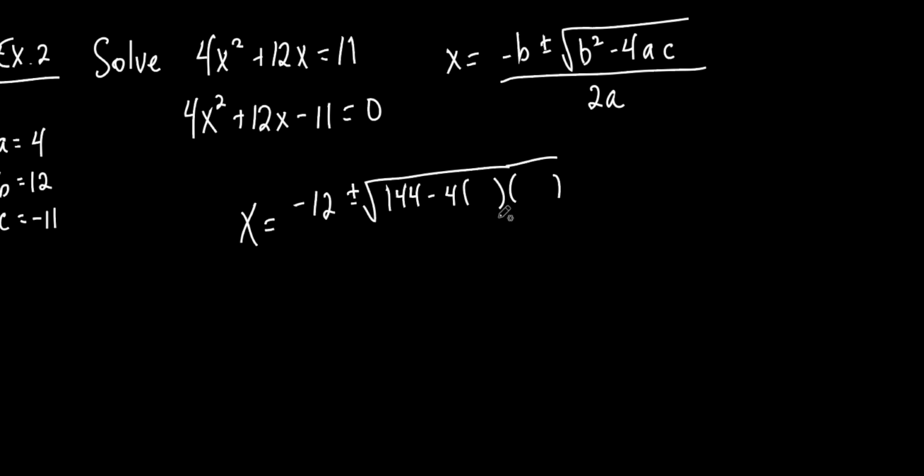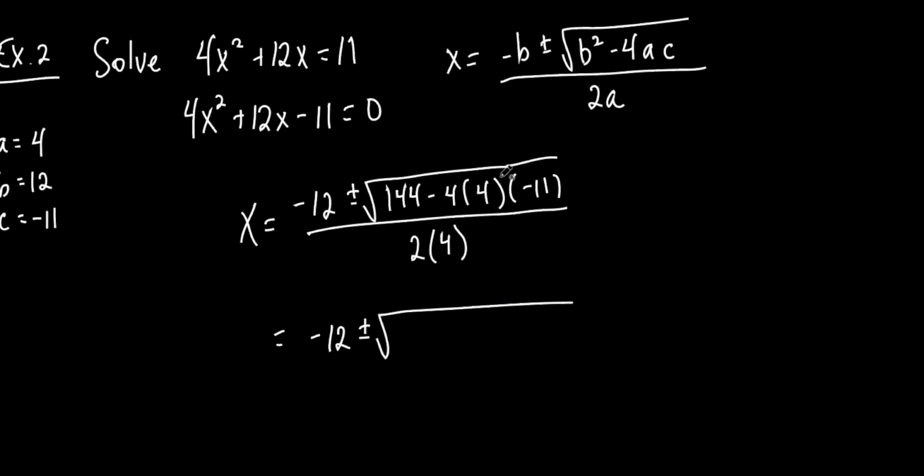Okay, what's the a? It's 4. What's the c? Negative 11. Okay, over 2 times a. 2 times 4. So now all we're doing is just simplifying this stuff inside the square root. Sometimes they're easier, sometimes they're harder. This is kind of in between. So I got negative 12 plus or minus, big old square root. Now let's figure out what we got here.